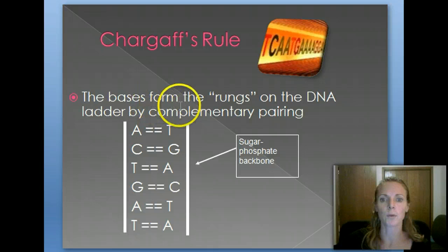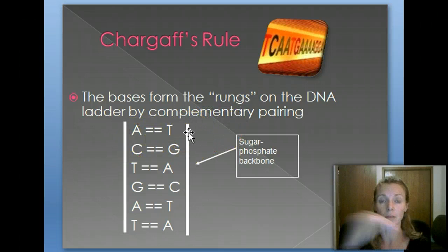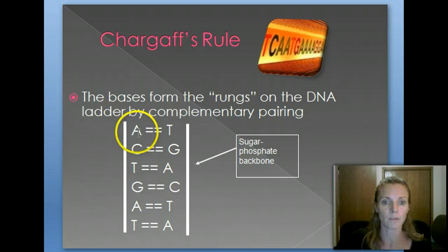So the bases form the rungs on the DNA ladder by complementary pairing, okay? Adenine with thymine, A and T, always go together. Now it can be T and A, the opposite as well. You could start with T over here and A over here. As long as you have these two paired together, it doesn't matter which one goes where. Then cytosine and guanine always go together. So again, look here: T and A, G and C, A and T, T and A.